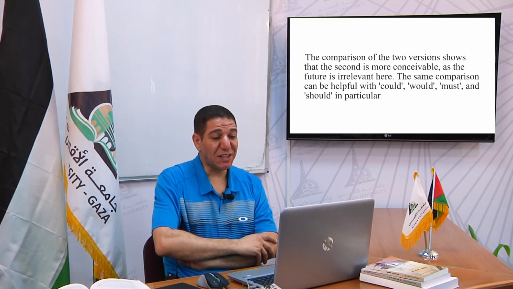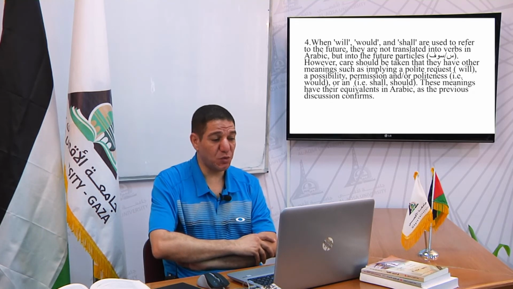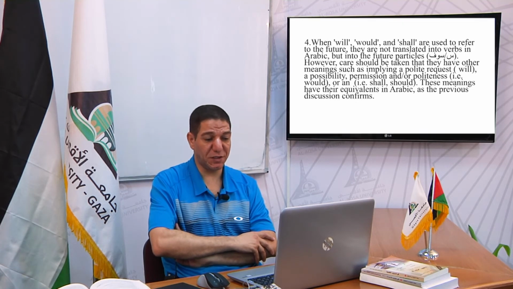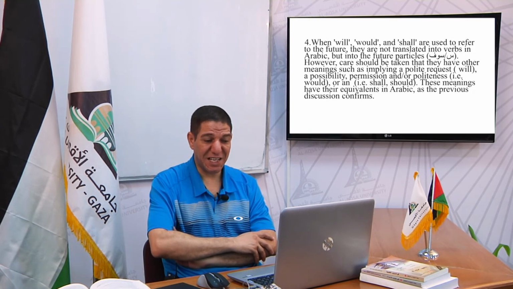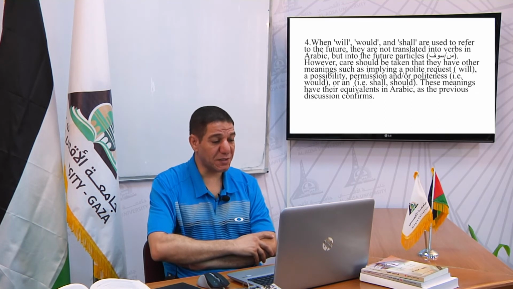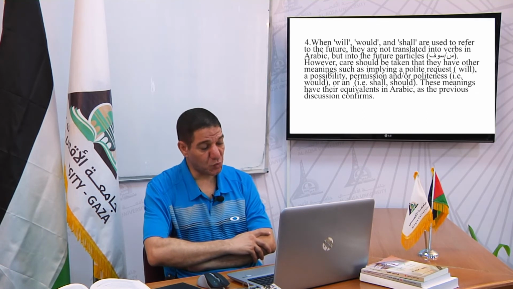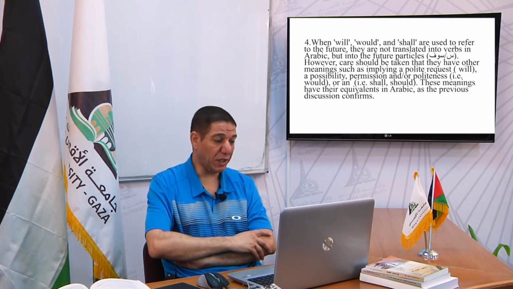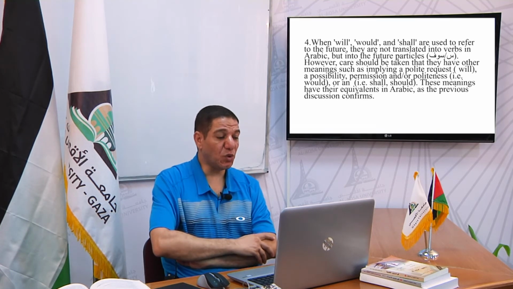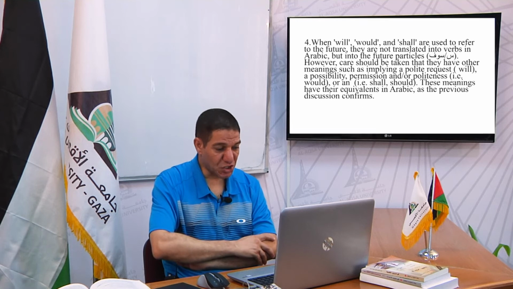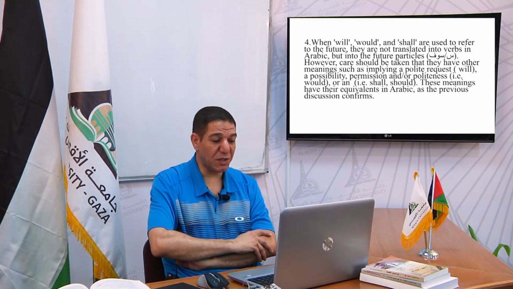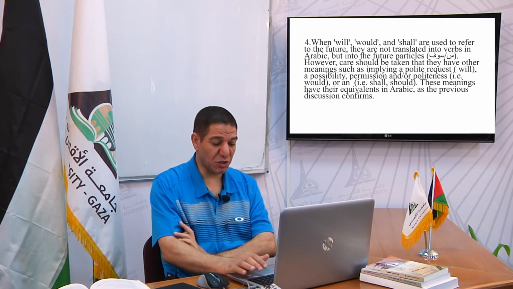When will, would, and shall are used to refer to the future, they are not translated into verbs in Arabic, but into the future particles sa, starting with sa and sawfa. However, care should be taken that they have other meanings, such as implying a polite request. Will you open the window, please? Okay? A possibility, permission, and or politeness, i.e. would or shall, should. These meanings have their equivalents in Arabic, as the previous discussion confirms.